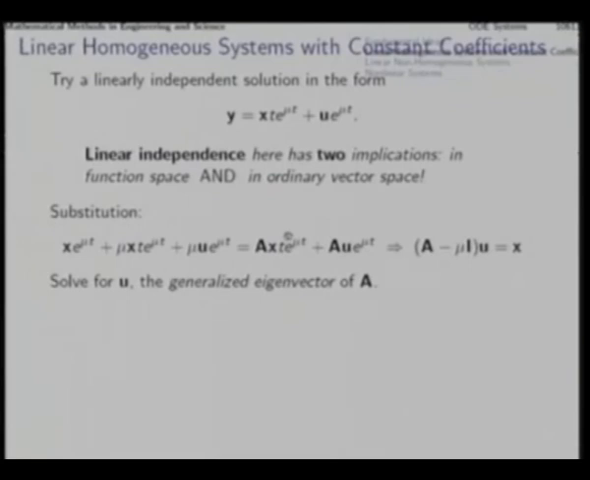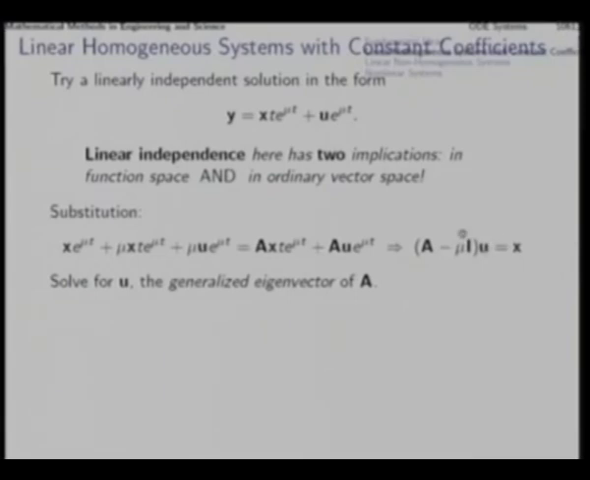Then e to the power mu t here and here and in the remaining term here is common, and that will not be 0 in general. So, we can divide by that. So, here we will get x, and whatever rest we get from here, that we will take on the other side. So, on the other side what we will have? We will have A u minus mu u is equal to x.